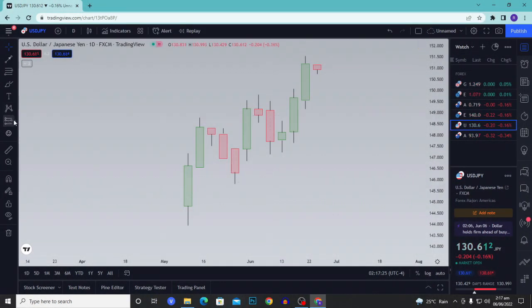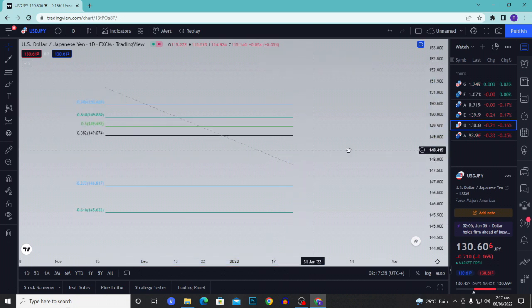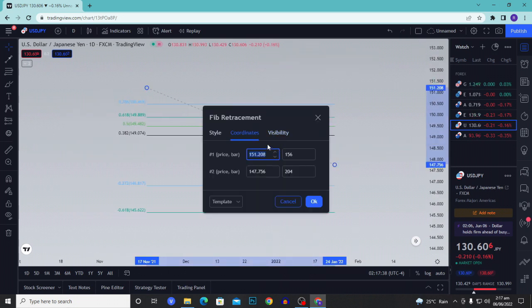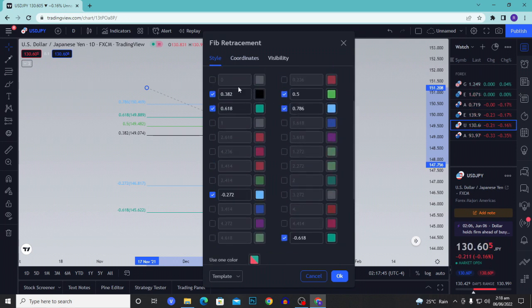So the first thing we need to do, let's get rid of this. The first thing you need to do is to set up your Fibonacci tool. So you draw it out like this, then you double click on it, you go to style, and then you set it up in this way, just like how I have it here. We have the 0.38 point, the 0.618, the 0.5, the 0.786, the negative 0.272, and the negative 0.618. Make sure to set it up just like how I have it here.